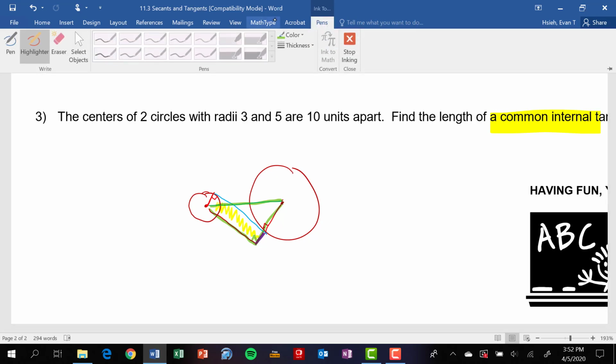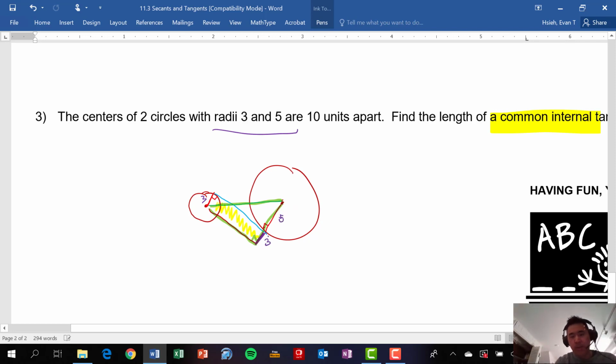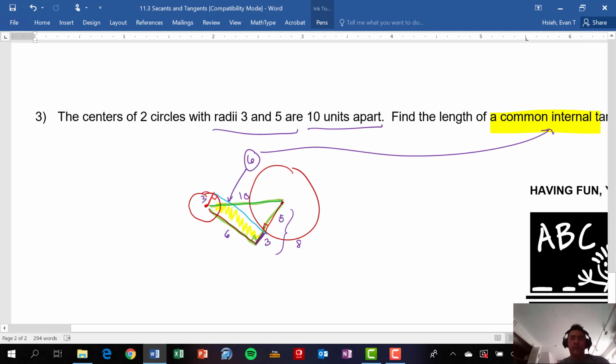Okay, so now let's go ahead and fill in some information here. I know that my radii are 3 and 5. This has to be 3. This is going to be 5. This is also going to be 3 because it's a rectangle. And it says that the centers are 10 units apart, so this is 10. And so this whole side's got to be 8. And I know it's a 6, 8, 10 right triangle, using my triple information. So I know this is 6, which means that the blue line right there, because it's a rectangle, is also going to be 6. And I'm done. That's the length of the common internal tangent.